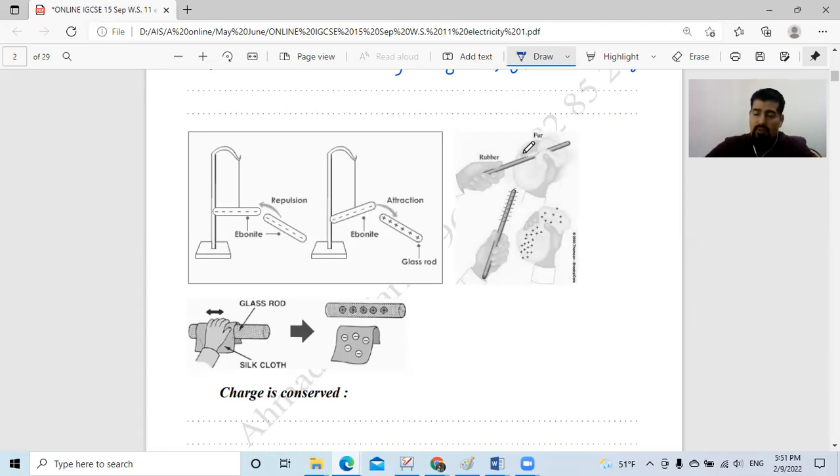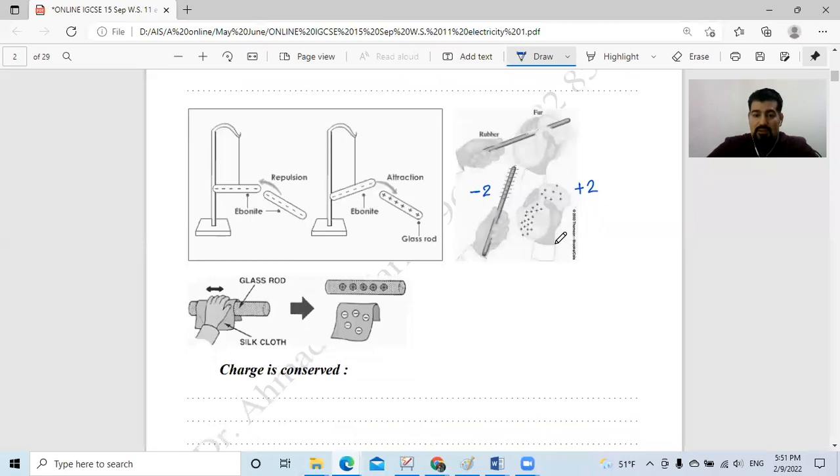So if I rub fur with rubber, for example, the rubber becomes negative and the fur becomes positive. For example, if the rubber was -2, the fur will become what? +2. Teacher, why did you write +2? I'm not talking about +2 electrons. I'm talking about +2, something called coulomb, the unit of charge. We are going to study it in a few seconds.